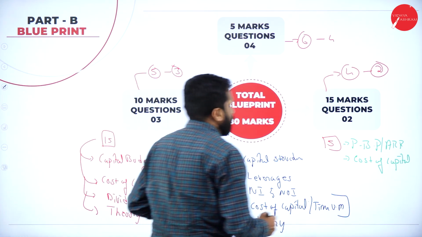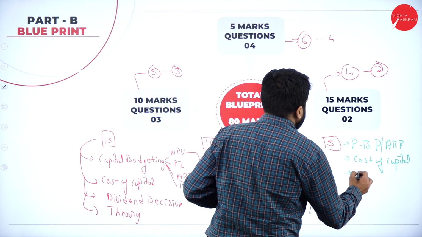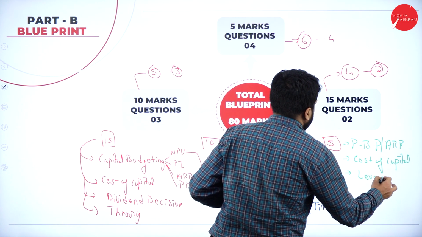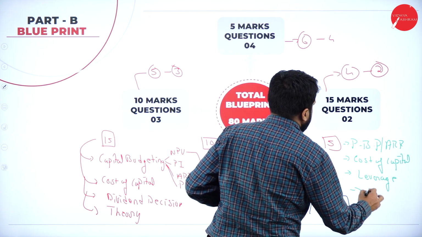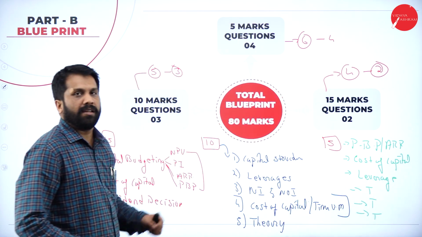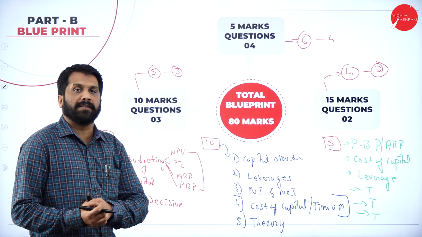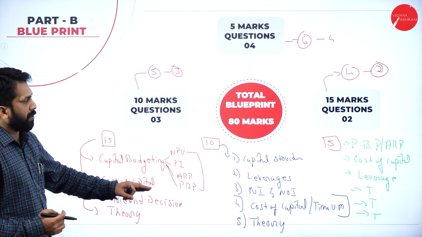Then, once it is done, they may ask you something small, like there may be chances of leverages coming for 5 mark, and the rest of the things are theory, theory and theory. These are the topics which are covered under 5 mark. Clear? This is all about your question paper pattern.